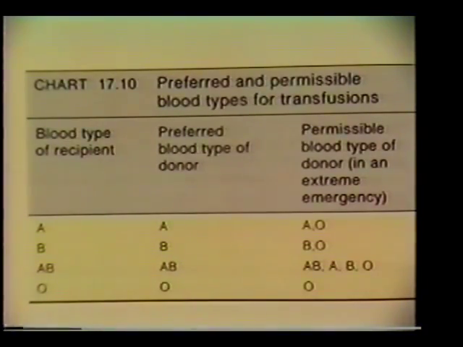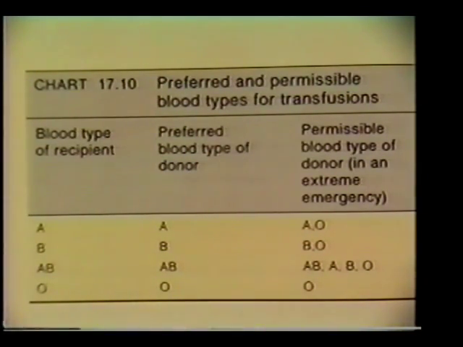Because type AB has no antibodies, in an emergency, AB could receive blood from any other blood type. Therefore, it is called the universal recipient. Because type O has no antigens, in an emergency, it could be given to any other blood type. So it is called the universal donor.